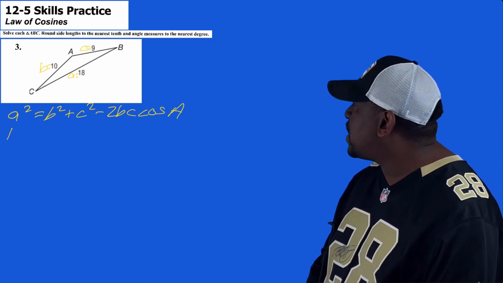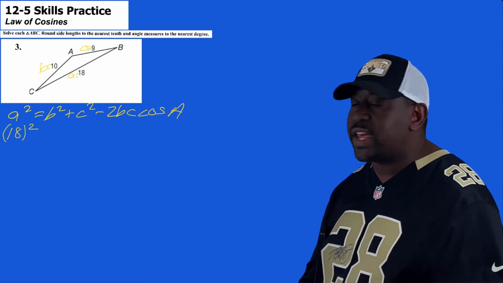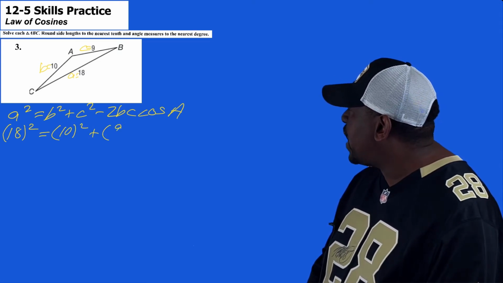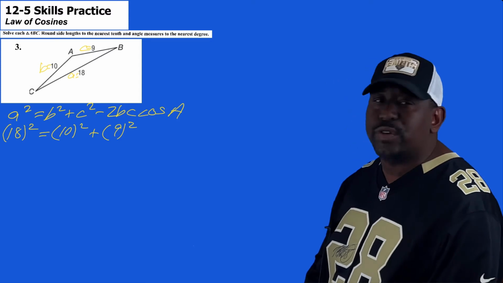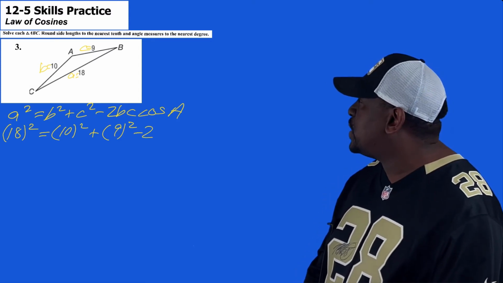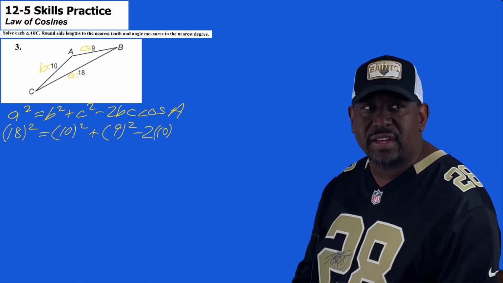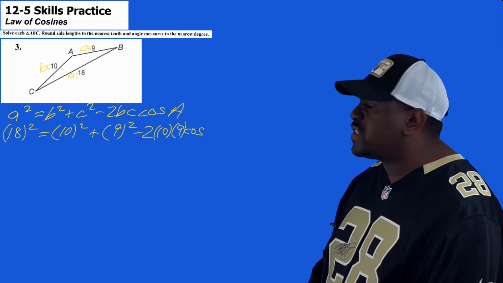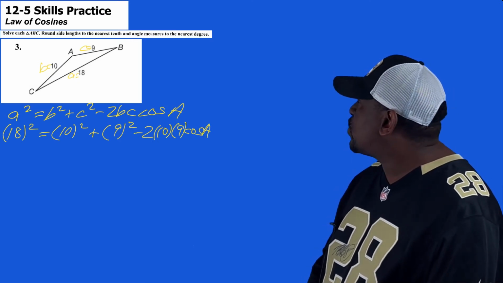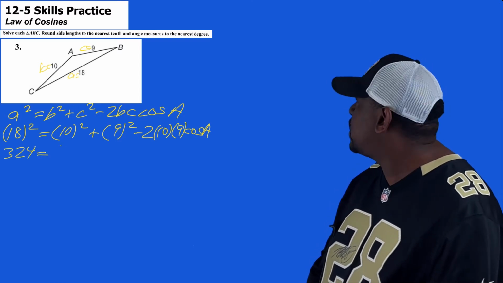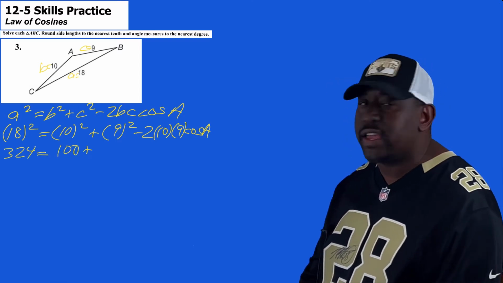You label the sides, which are opposite the given angle. So 18 is A, B is 10, C is 9. Since we're looking for angle A, we're going to use the formula A squared equals B squared plus C squared minus 2BC times cosine of A. So we substitute those values in, and so we have 18 squared equals 10 squared plus 9 squared minus 2 times 10 times 9 times cosine of angle A.